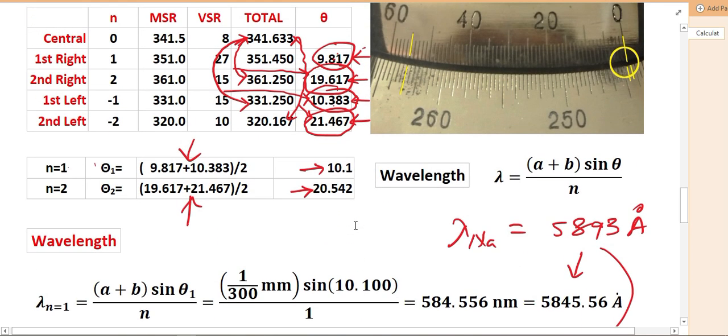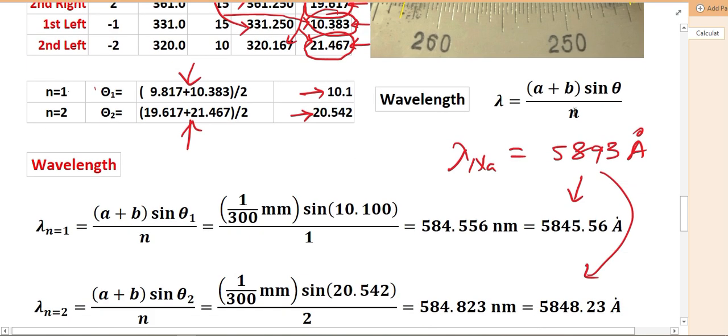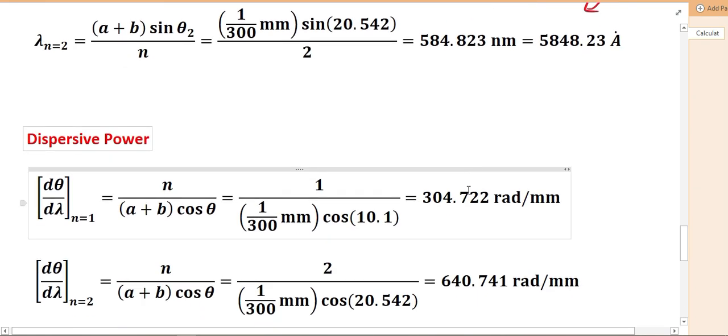And actually, what is the maximum n value that you can see? You can calculate it from this expression. The lambda you know, and the a plus b we also know, and then inversely you can calculate, because this theta can never go beyond 90. So from there you can calculate the maximum value of n that you can see. Okay, so that ends this experiment.